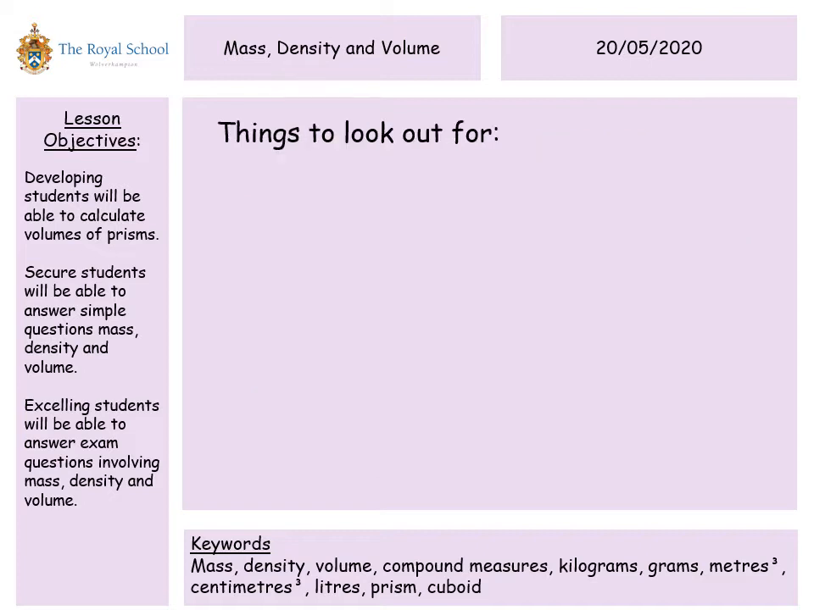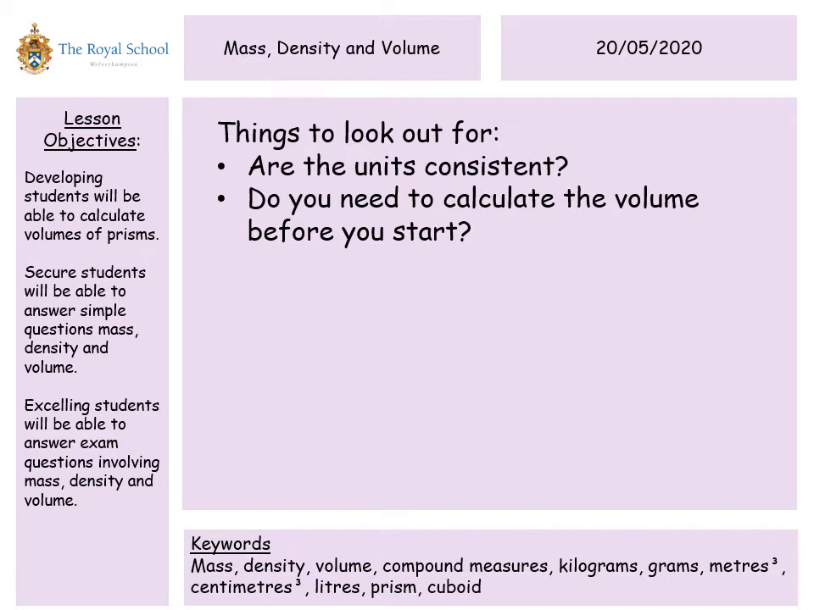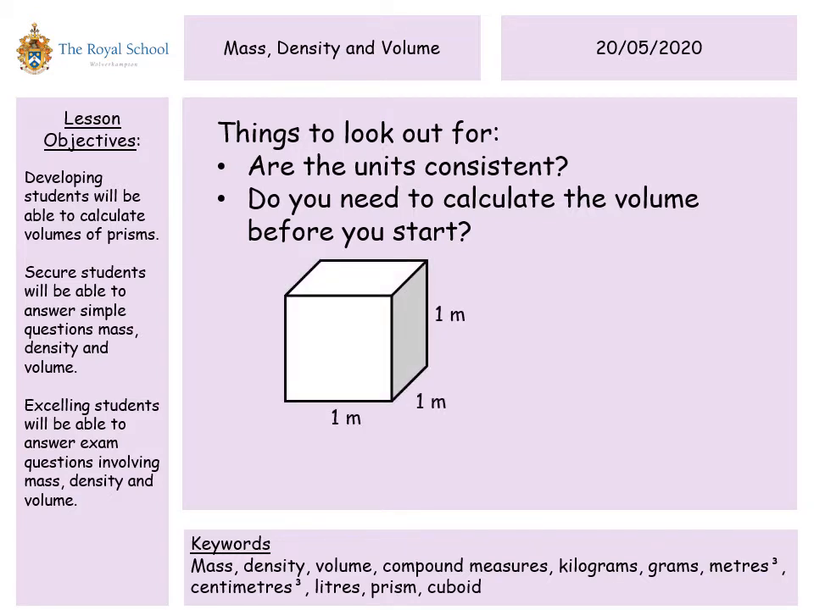So, specific things to watch out for in these questions. The use of the formula itself is fairly straightforward, but we need to look out for consistency of units. You may be asked to give a density in kilograms per meter cubed, but some of your measurements are in grams or centimeters. You need to convert them into those consistent units. It's handy to do that first. Do we need to calculate volume itself before we start? You might be given the measurements of an object, but not actually its volume. Watch out for converting your cubed or squared units if they appear in questions as well.